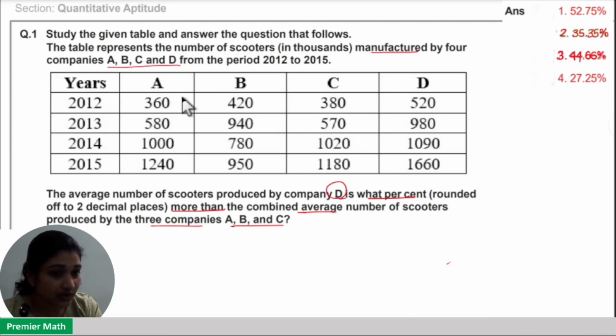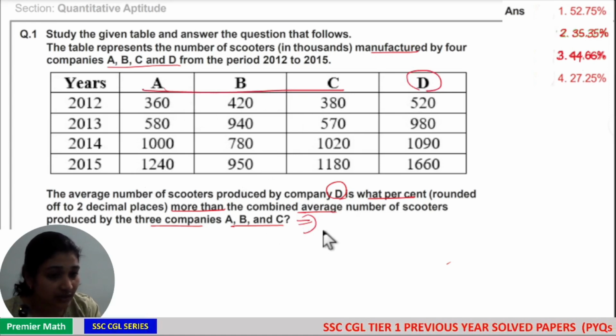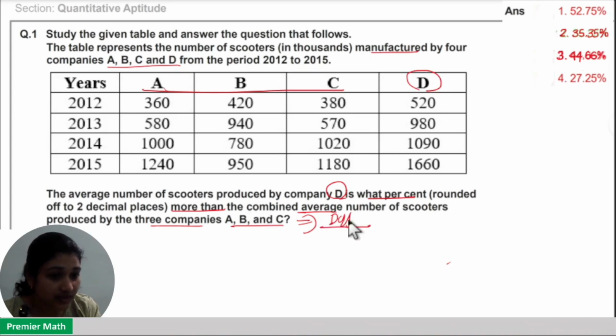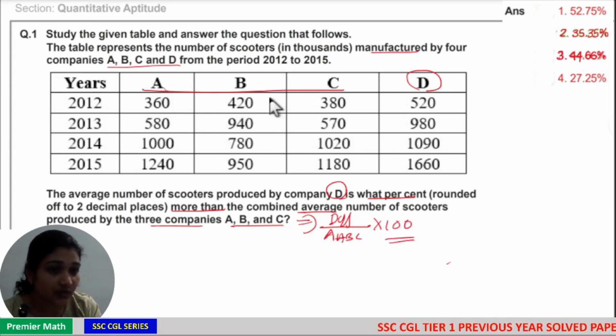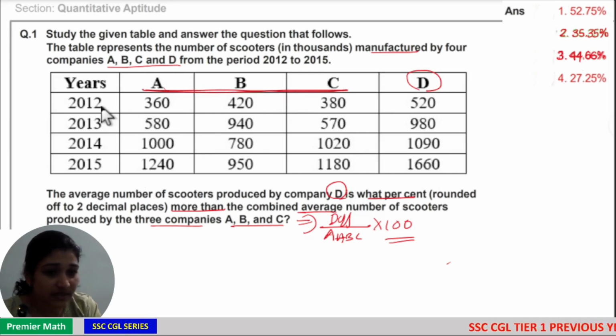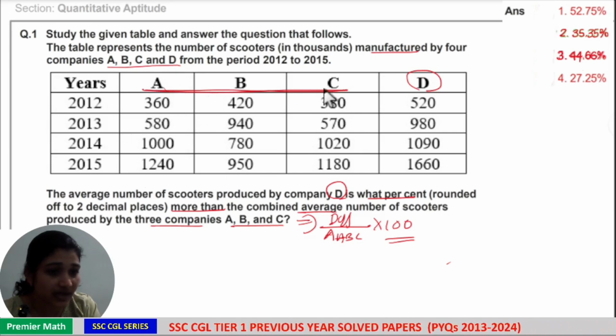Now here first we have to find out the difference between average of D and average of ABC. So take the difference that is in numerator, and this difference is how much percentage of average of ABC. That is your answer. So here average of D means average of these 4 sums, and here average of this ABC means here we have 4 years and here we have 3 companies. So average of this 12 items is average of ABC.